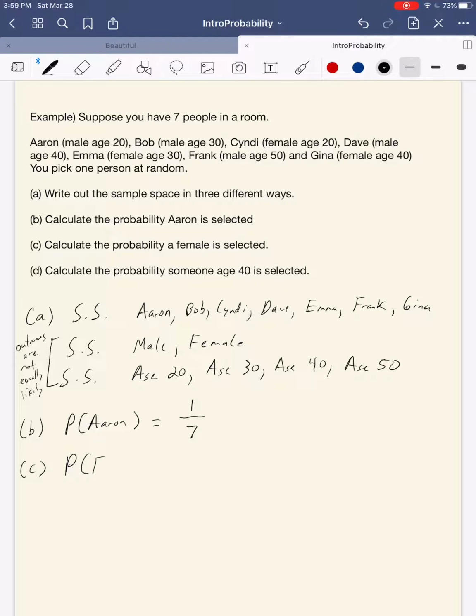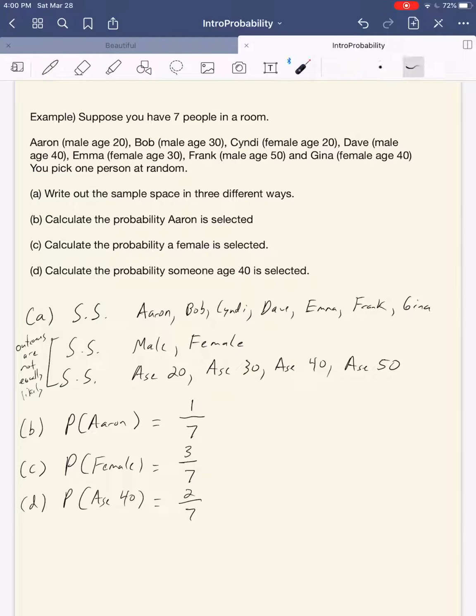Okay, what else can we calculate? Let's calculate the probability that we get a female. Again, you might be tempted to use this one and call it 1 out of 2. But we know we can't use that because the outcomes are not equally likely. So instead, we look here and say, okay, it's a fraction out of 7. How many of these outcomes satisfy that we chose a female? Well, Cindy, Emma, and Gina all do that. So we get 3 out of 7. Finally, if we want the probability that we get somebody who is age 40, that's also going to be out of 7 because there's 7 people in that room. Which people are age 40? Well, we know Dave is age 40 and we know Gina is age 40. So we would get 2 out of 7 there.